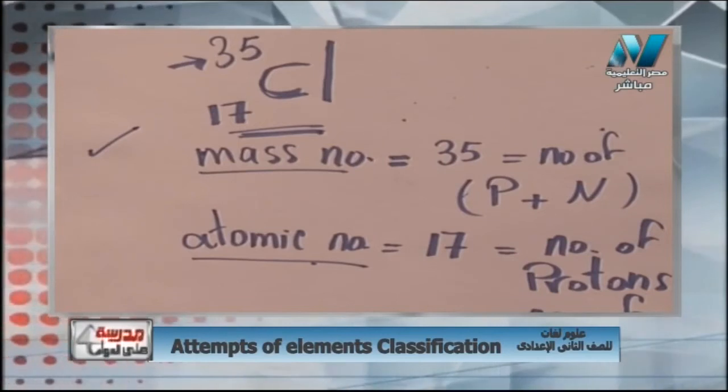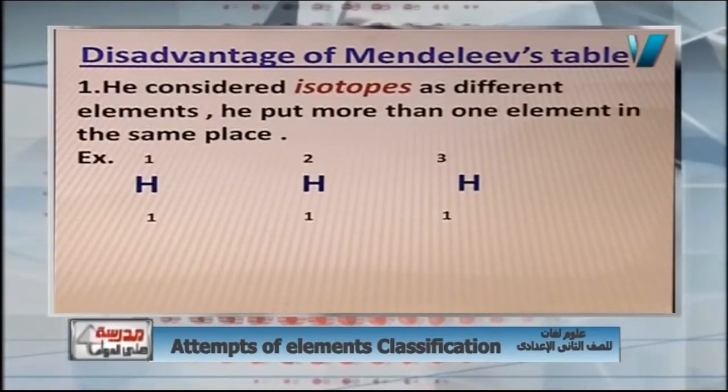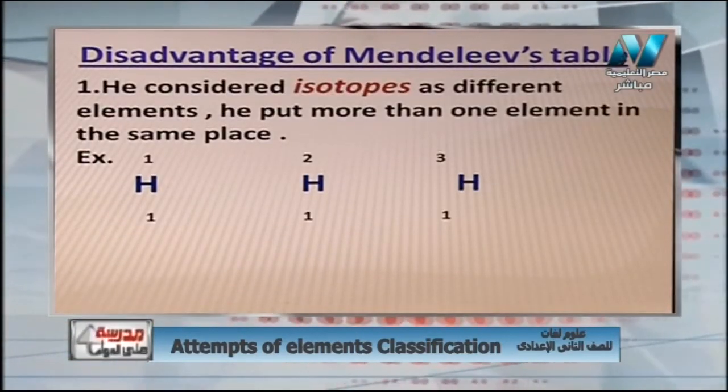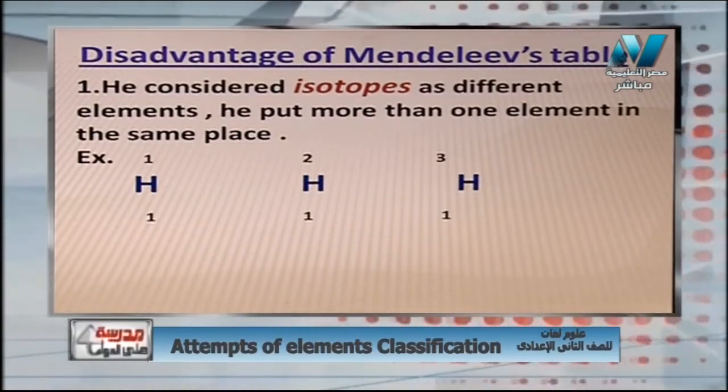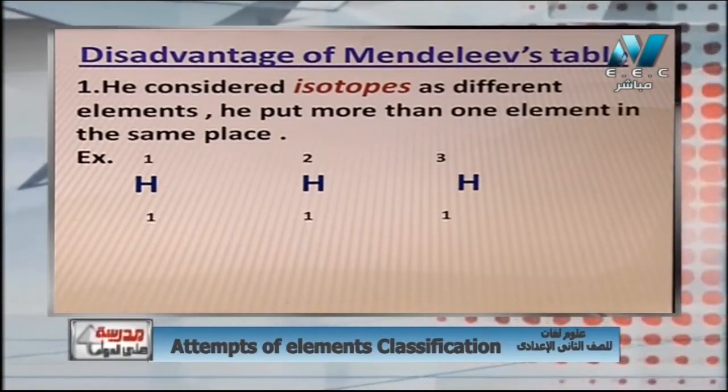What about the disadvantage? Disadvantage of Mendeleev's table: he considered the isotopes as different elements. First, what is meant by isotopes?